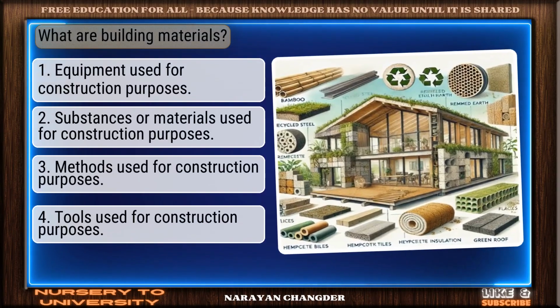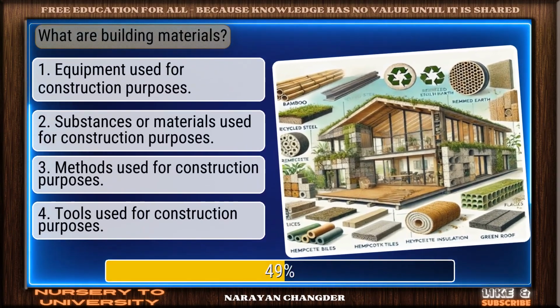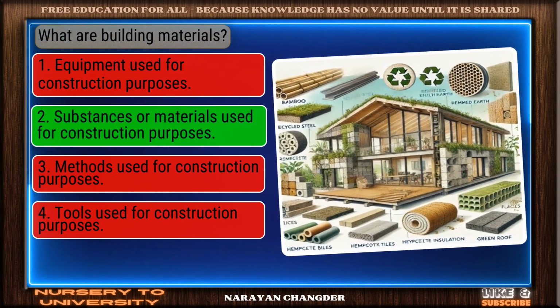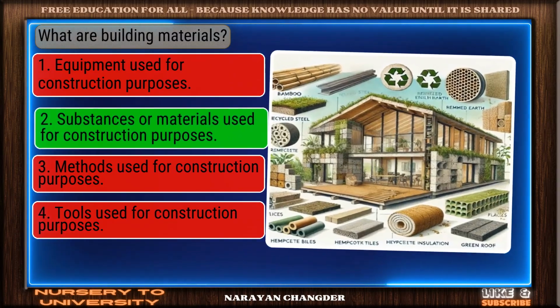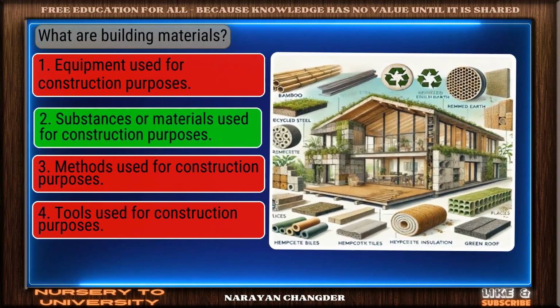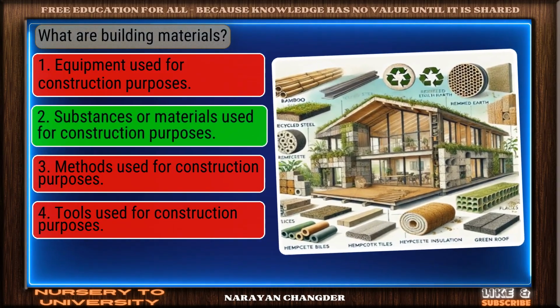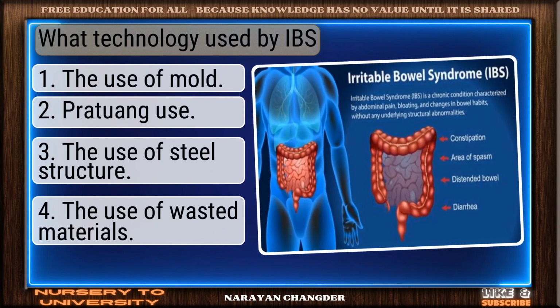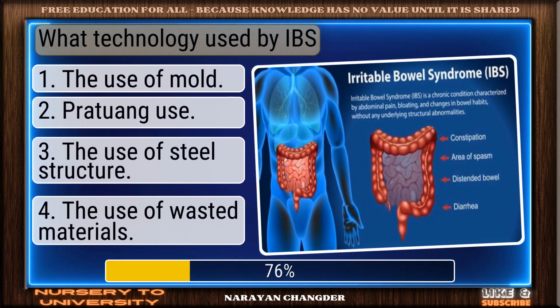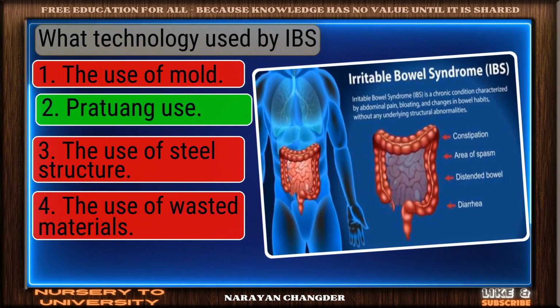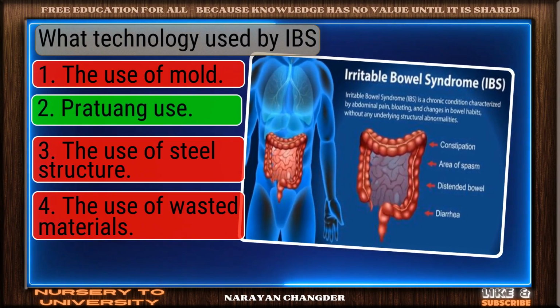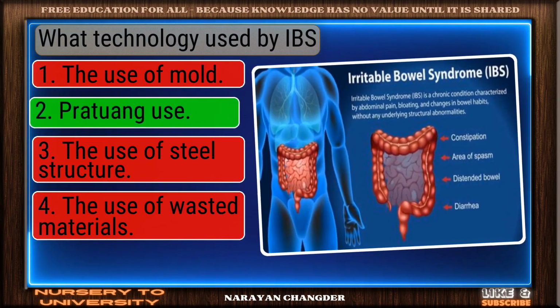What are building materials? Right again. Substances or materials used for construction purposes is a valid answer. What technology used by IBS? Excellent choice. Prefab use is the right answer.